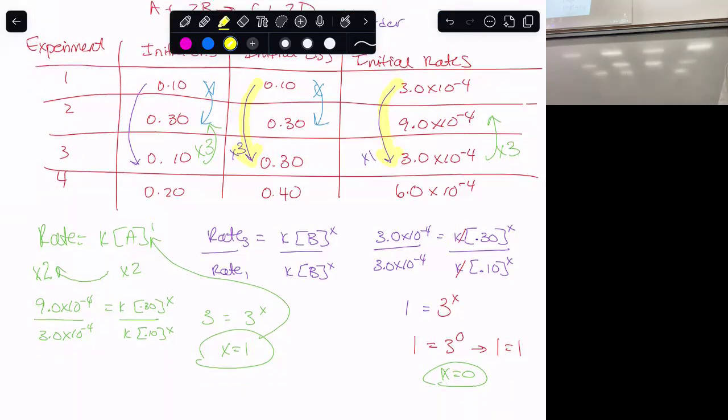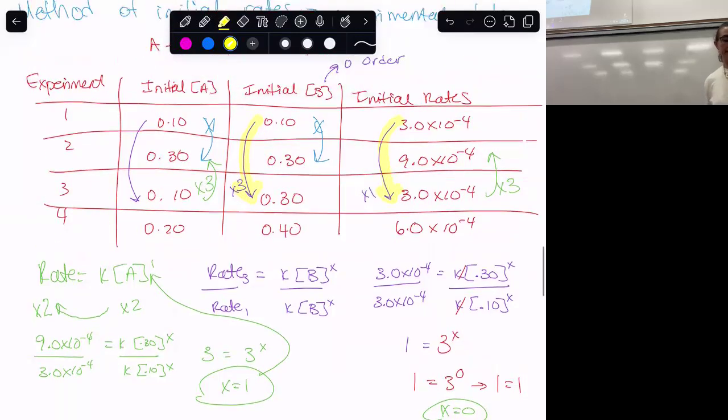Let's say from 0.1 to 0.3, this times 3 change in A, and then the rate changes too. Even if B changed to like 0.1 to 0.2, would that really even matter? Nope. Correct, right? It wouldn't matter.